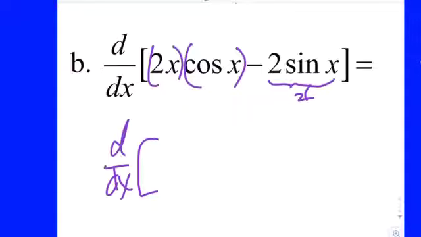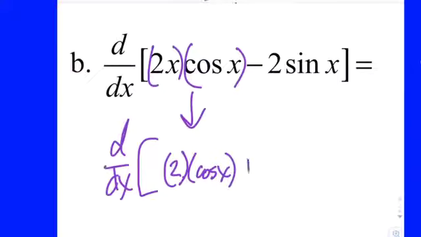In the second term, do I need to use the product rule? No. 2 is its constant multiple, and that's just one variable factor. So this first term is going to generate how many terms when we differentiate it? 2. So I'm going to end up with 2 times cosine goes along for the ride, plus 2x goes along for the ride, times the derivative of cosine, which is negative sine. So notice I just put parentheses around everything. That's another thing you can do.